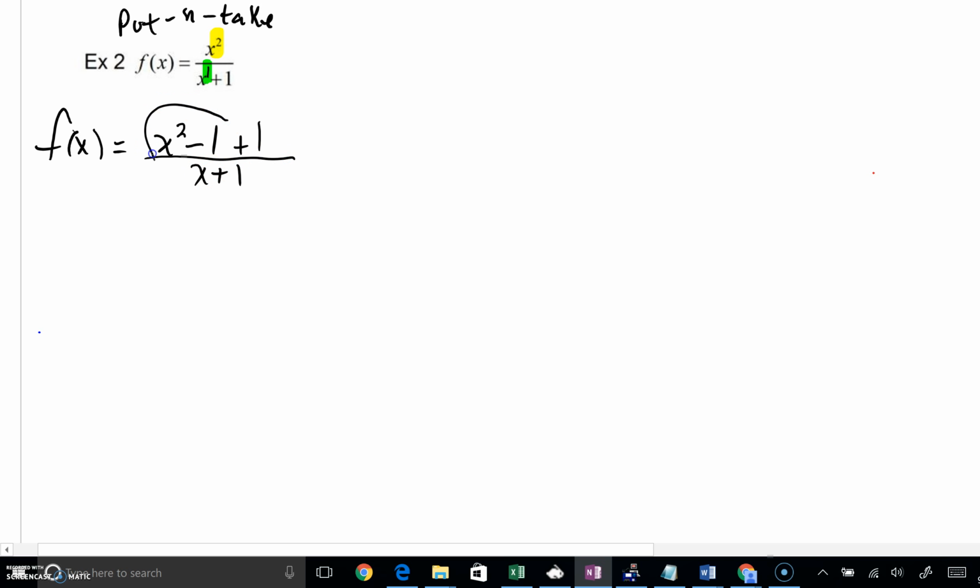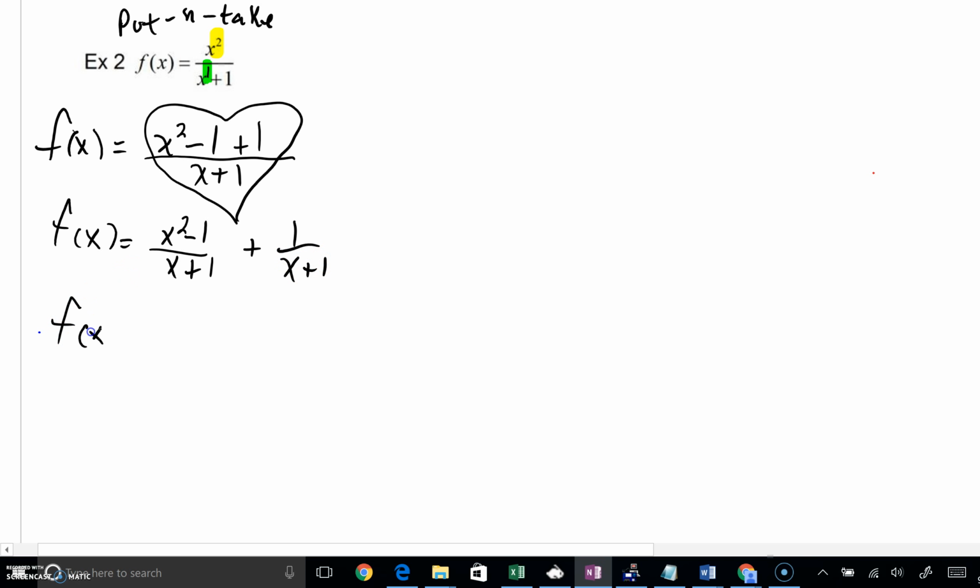Now from here, what you'd see is that you could do a little I heart math. And this would become x squared minus 1 all over x plus 1, plus 1 all over x plus 1. The whole purpose for doing this is because this numerator now, x squared minus 1, factors into a difference of squares. You can see very, very nicely that's exactly what you're going to have here.